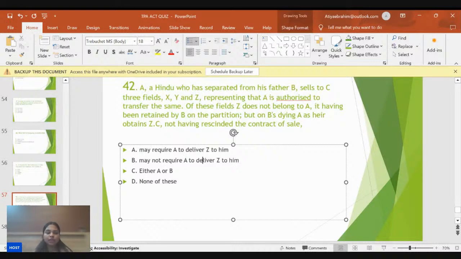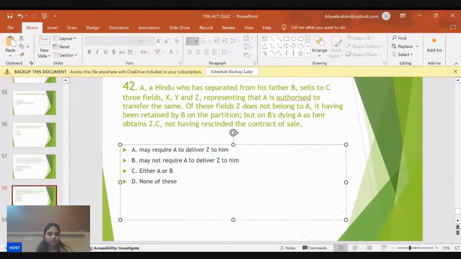Same illustration. A, a Hindu, has separated from his father B, sells to C three fields X, Y, and Z, representing that A is authorized to transfer the same. Field Z does not belong to A because it is retained by B on partition. But on B's dying, A as an heir obtains Z. So C, not having cancelled the contract of sale, can he require A to deliver Z to him? You people are saying yes, he may. But under which section? 43. Very good. Very good.